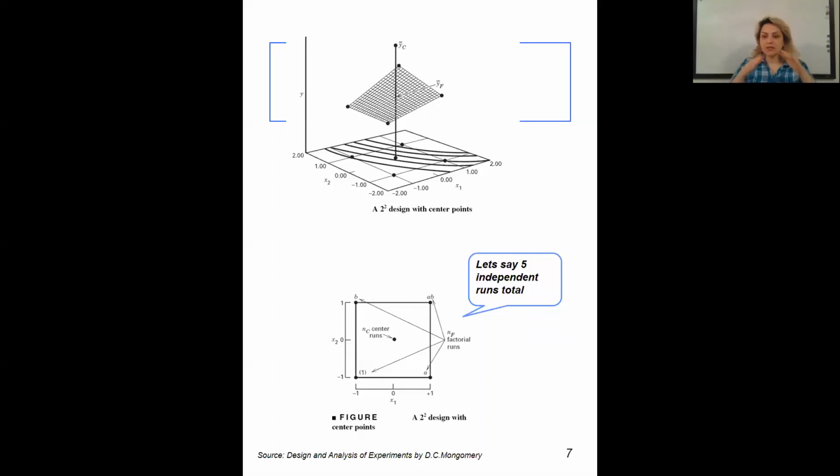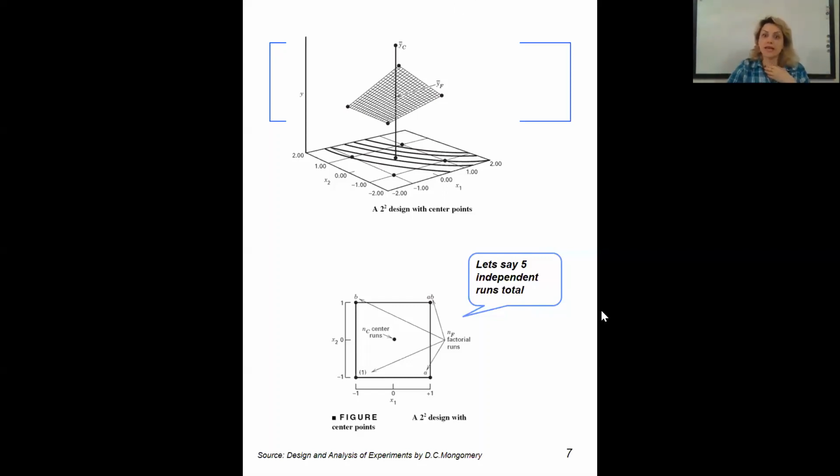So if the averages are the same, it means that there's no curvature. Let's say I have something like this, and the average of these 4 is exactly the same as the average of the replication that I have at the center points. So it means that there is no curvature, it's just a plane like this. But if I have a curvature, like this, then the average at the center point is more or less than the average of the corners.